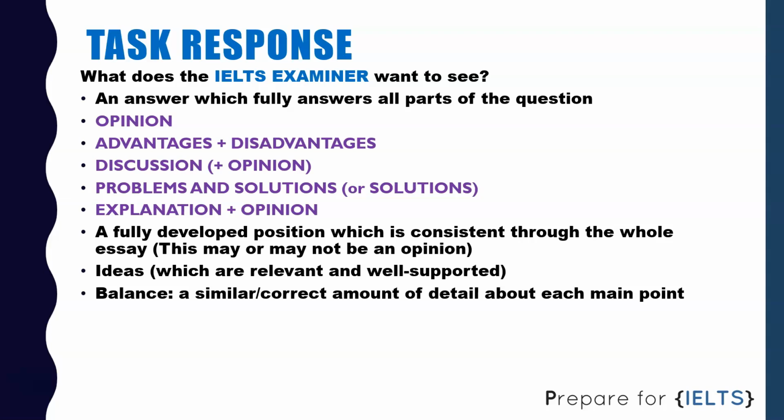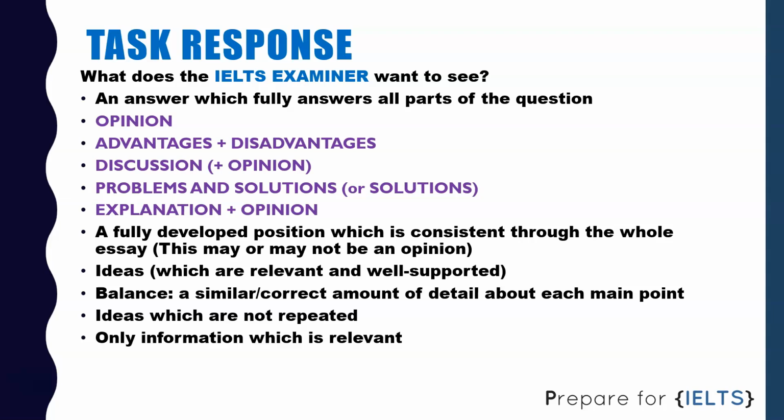You need balance, so a similar or correct amount of detail. In an advantages and disadvantages essay, for example, you need to write a similar amount about both sides. It's not okay to write a lot about advantages and just a little bit about disadvantages. You need to use ideas which are not repeated. Of course, in the conclusion, you can refer back to your earlier ideas, but it's important that you don't repeat ideas in the main body.